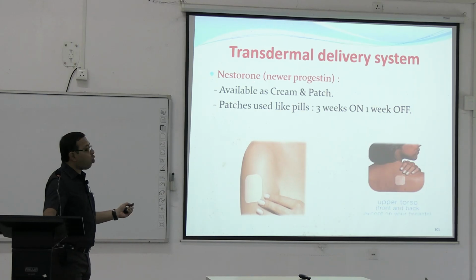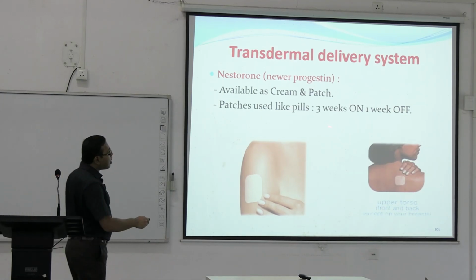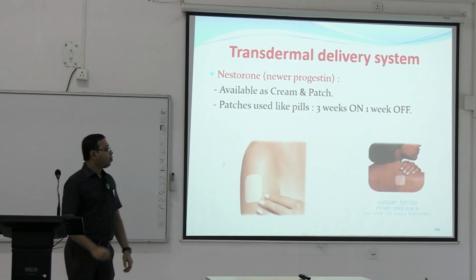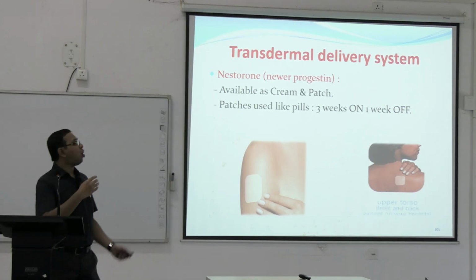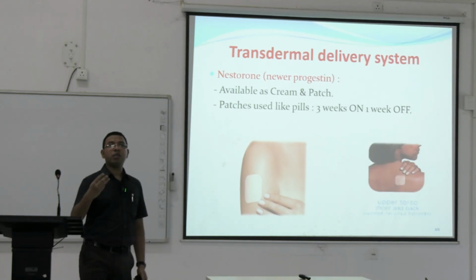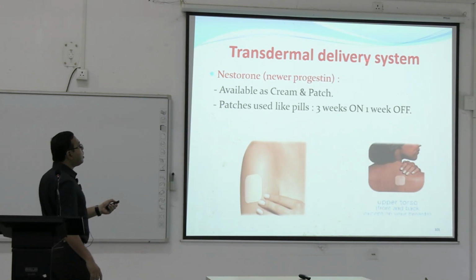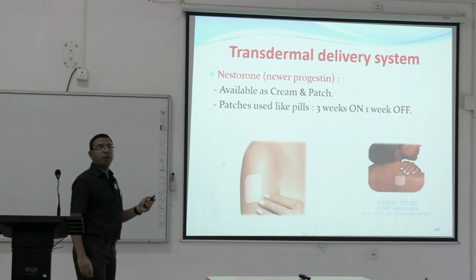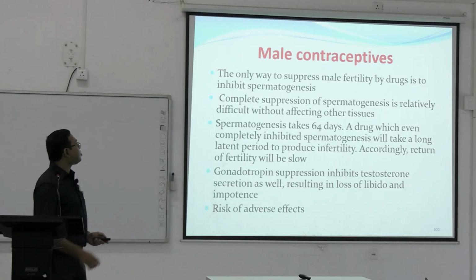Nestorone is a newer progestin which is available as a cream as well as a transdermal patch. The patches are used like pills, again 3 weeks on and 1 week off, usually applied in the shoulder area. So the ring or the transdermal patch are all used as 3 weeks on and 1 week off. This is the mode. Remember the name Nestorone, used as a transdermal contraceptive.